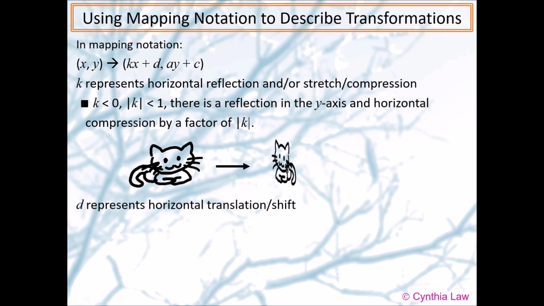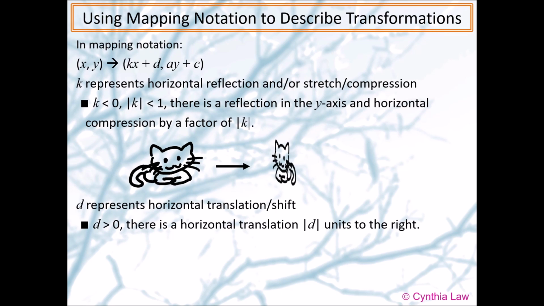Now let's look at d. It represents horizontal translation or horizontal shift. When d is greater than 0, there is a horizontal translation of the absolute value of d units to the right. So when d is bigger than 0, the object is going to move to the right.